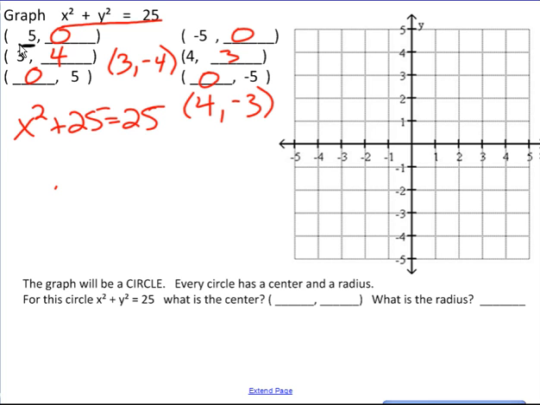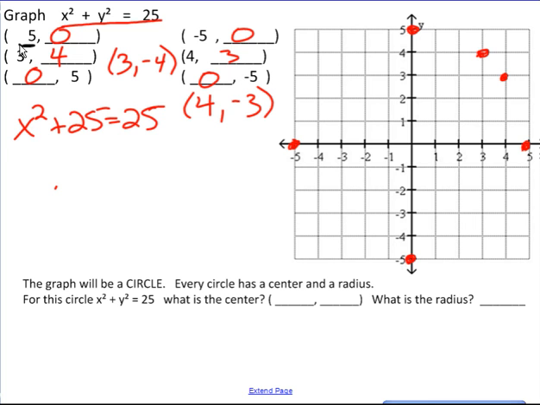All right, so I'm going to plot those points. I have the point 5, 0, which is right here. I have the point 3, 4, which is right here. 0, 5, go over 0, up 5. Negative 5, 0. Go to the left 5 and up 0. 4, 3. 0, negative 5. Go 0, down 5.